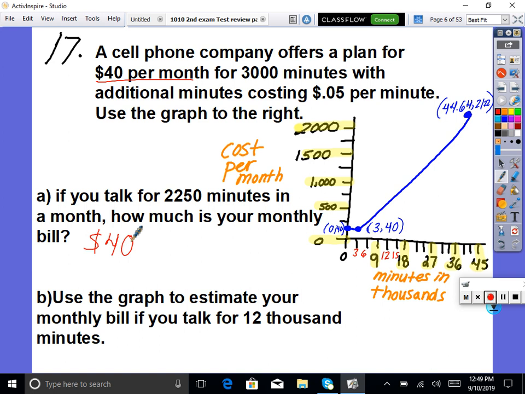Part B, use the graph to estimate your monthly bill if you talk for 12,000 minutes. Let's go to 12,000. We're estimating, so I'm going to go about right there-ish. We don't have to be perfect. It looks like we're going in 250s, right? So right here is 250, 500, add 250 again, that would be about $750. Yikes, that's a lot of money.